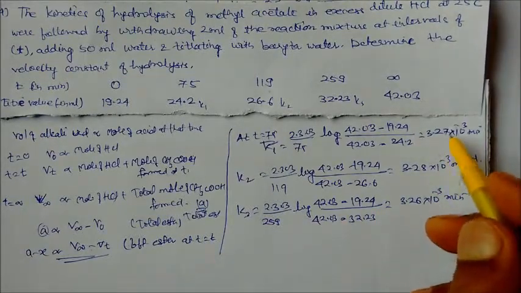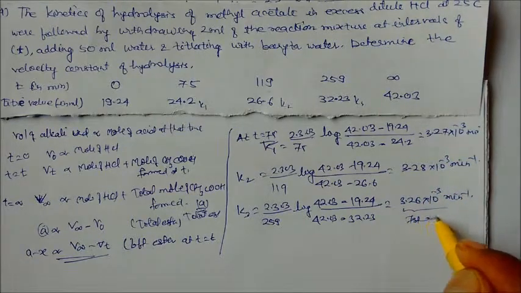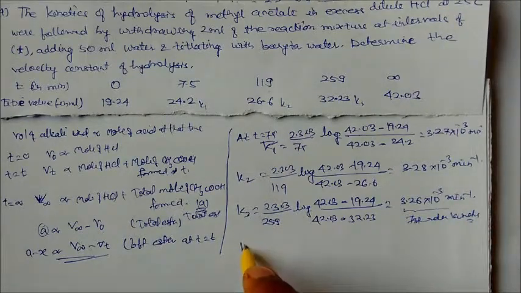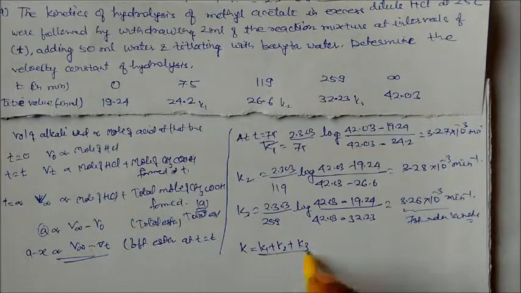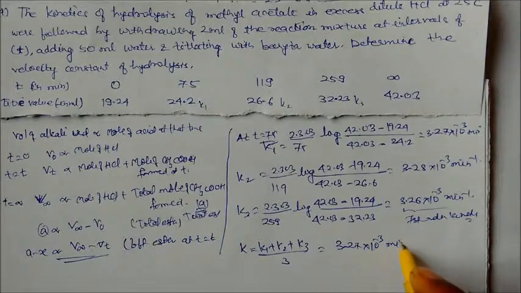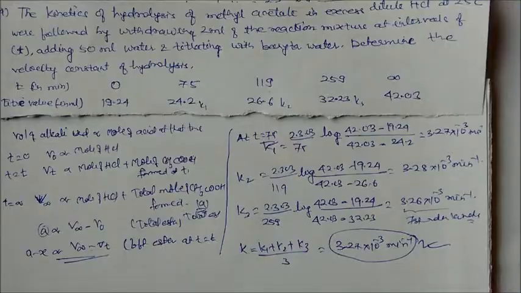So if you compare it, this is just like first order kinetics. You can see here this is first order kinetics. So we can take the average values. Average value means K1 plus K2 plus K3 divided by 3. On solving you will get 3.27 into 10 to the power minus 3 per minute. So this is our answer.